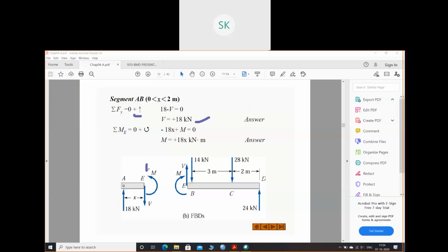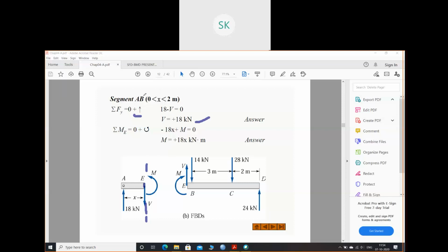This force, this movement about this section, I find by taking force into distance. That means 18 into x. And as this sign says anti-clockwise is positive, so my clockwise will be negative. That's why minus 18x plus anti-clockwise moment equals 0. So I have found out that my shear force is 18 kilonewton and moment is 18x.